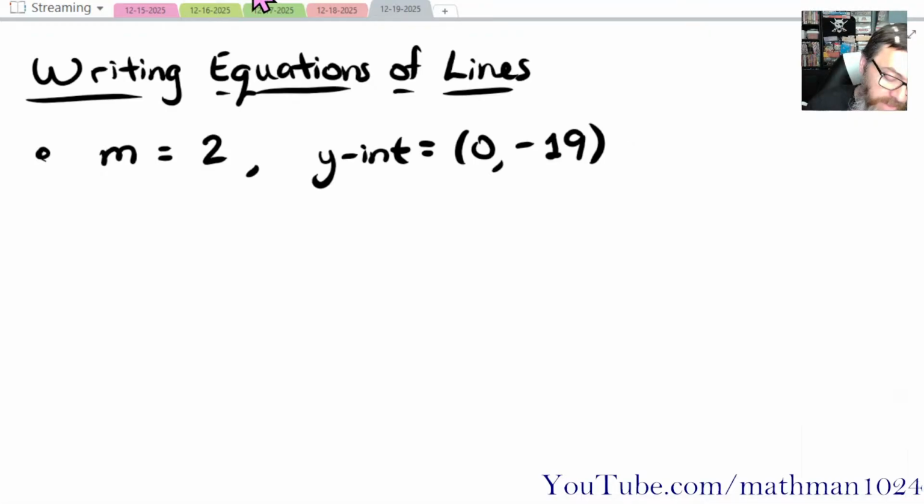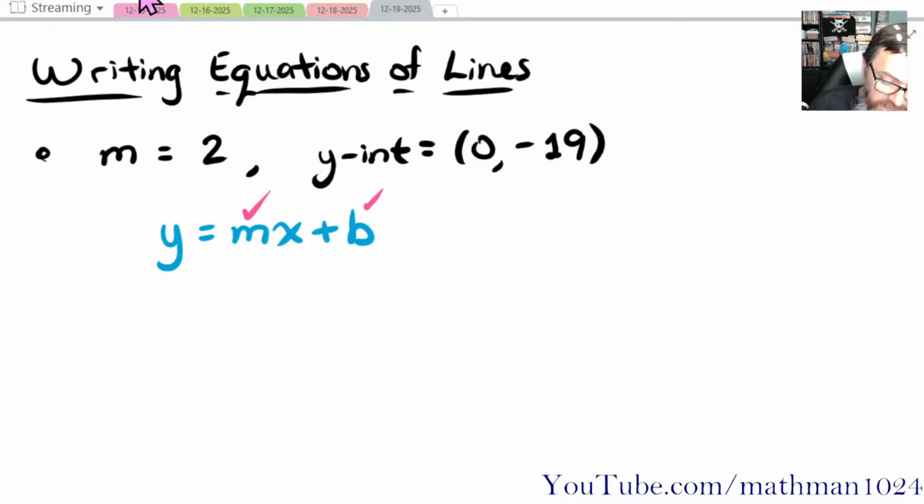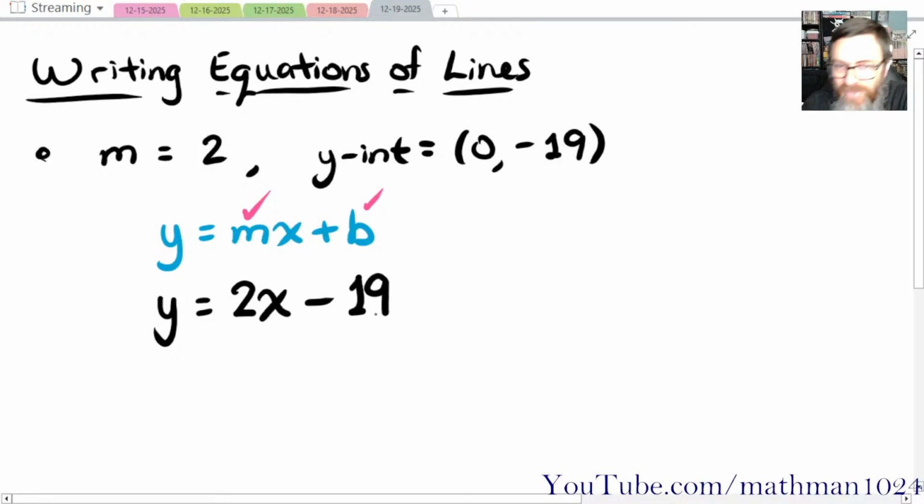Well, for me, I prefer to just go ahead and start with the slope-intercept form. y equals mx plus b. And you'll see that right now, we have the slope, and we also have that b value because we were given the y-intercept of (0, -19). And since that is the case, let's make those substitutions. So y is equal to 2x minus 19. That is the equation of our line with that slope and that y-intercept. Now, this is the slope-intercept form.